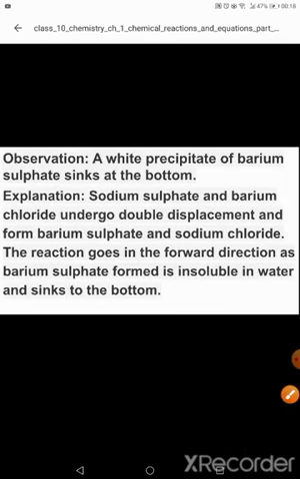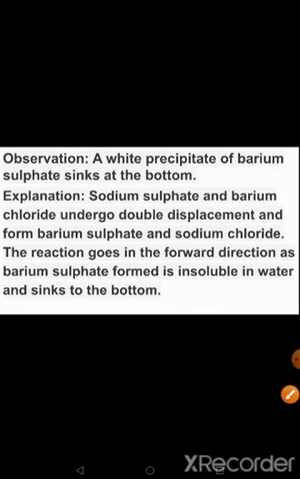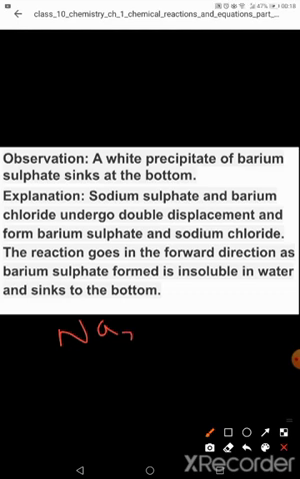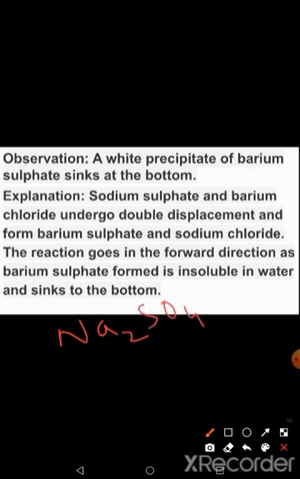So what happens here? You will find a white precipitate of barium sulfate sinks at the bottom. We had taken barium chloride initially. It was sodium sulfate and barium chloride.